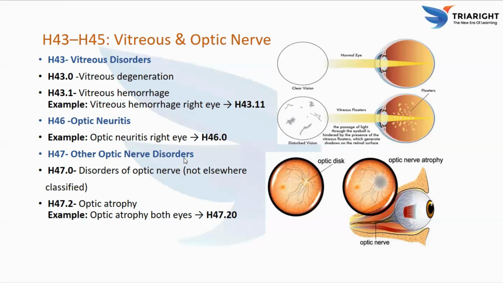So these are the optic nerve problems that don't fall under neuritis. H47.0 is for disorders of optic nerve. This is a general category for optic nerve compression, congenital anomalies, toxic optic neuropathy and nutritional optic neuropathy. This is used when the exact cause or type is not specified. So the H47.2 code is assigned for optic atrophy.